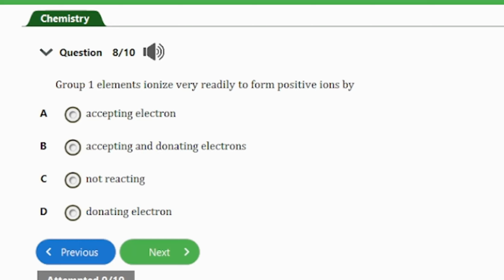Question number 8 says group 1 elements ionize very readily to form positive ions by A, accepting electron, B, accepting and donating electrons, C, not reacting, D, donating electron. Already you know that group 1 elements are electron donors, so they ionize readily to form positive ions by donating electrons. That's the answer to this question, option D.